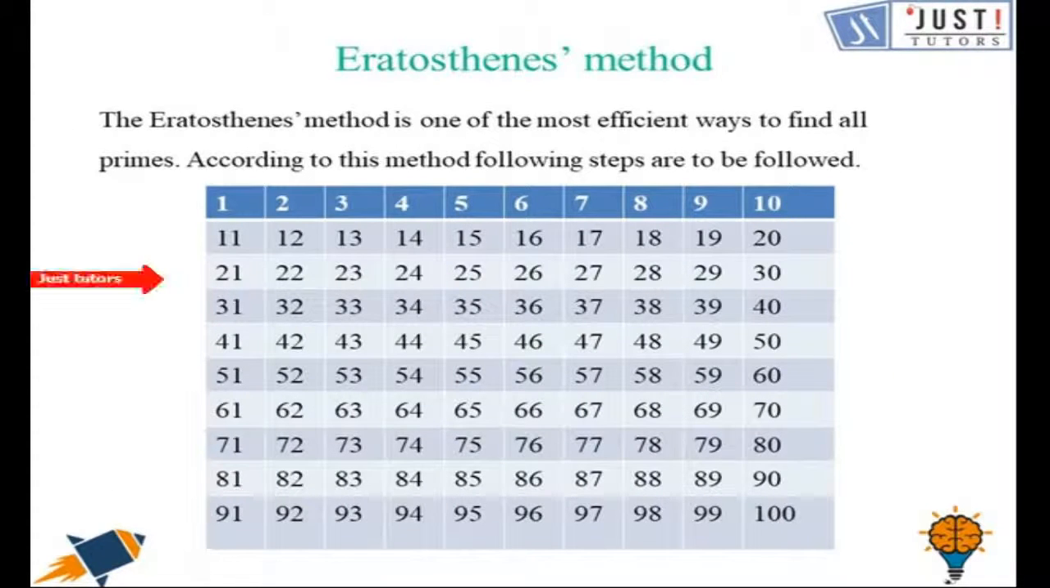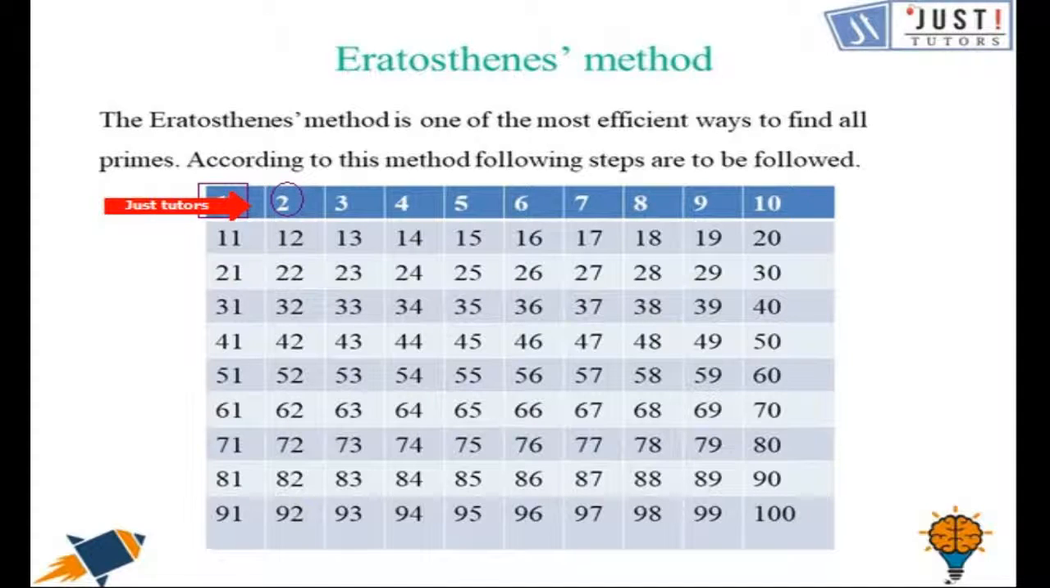Now let's move towards the next slide, and let's learn about Eratosthenes' method of finding different prime numbers. We'll be following some steps to work out the prime numbers. The first step is to put a square around the number 1, which is not a prime number. If I look at the next number, which is 2, that's a prime number, and I'll put a circle around that number.